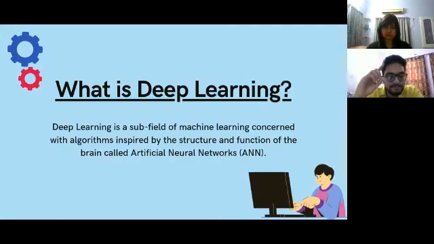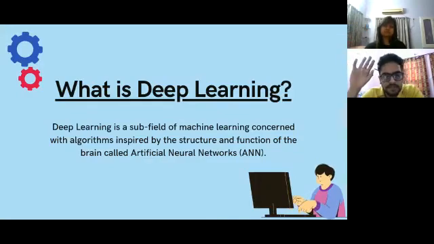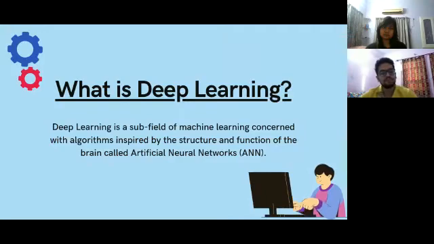Having said that, there's a caveat here. Don't think deep learning has replaced machine learning completely. There are many instances where machine learning algorithms still outperform deep learning, and you can have a look at that in your own free time.